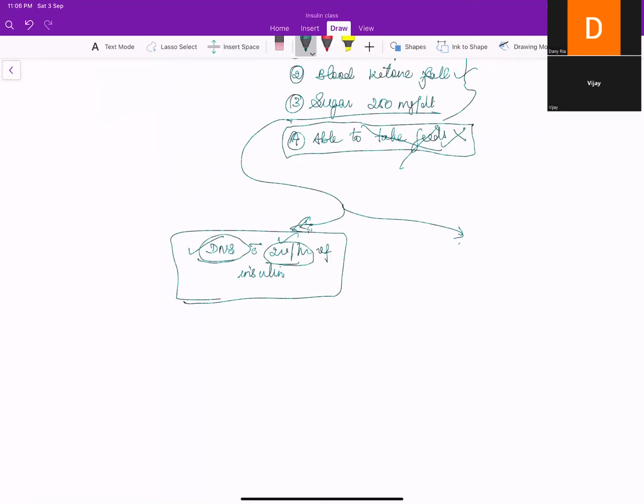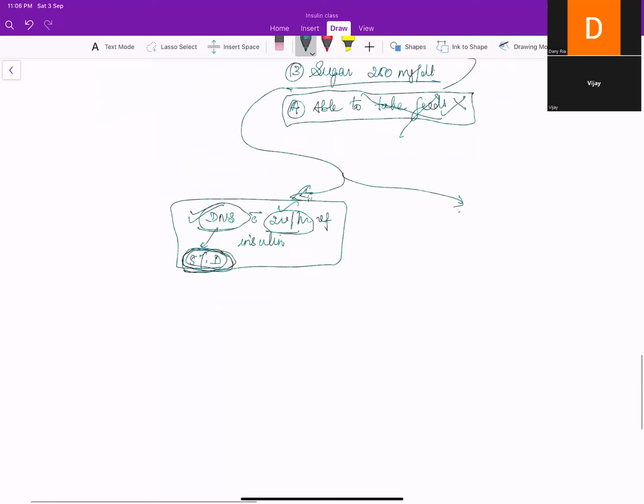This is a fixed rate. Why not 5D? We'll discuss fluids another day. Giving just 5D will cause dehydration, so giving DNS will be a better option.